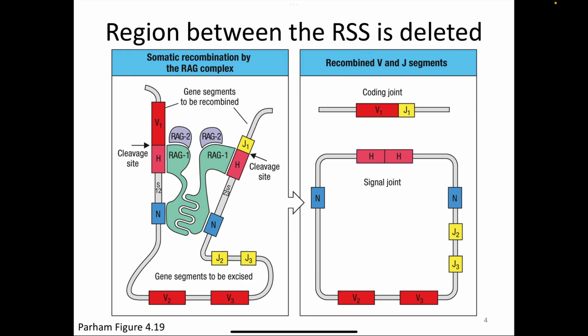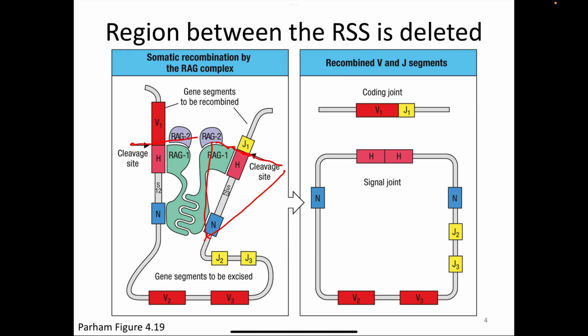Here you can see that, again, in a version from your textbook, instead of drawing the RSS as a triangle, they're actually showing you the conserved sequences, the heptamer H, nonamer N, and then the spacer. And you can see that those two are brought together. So this would be a really big triangle like that.